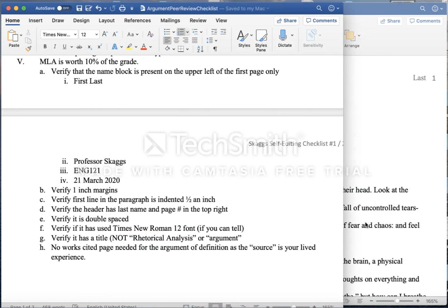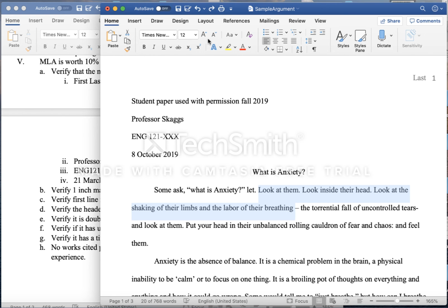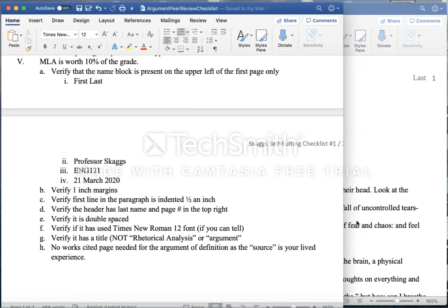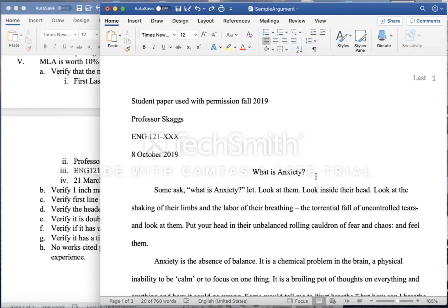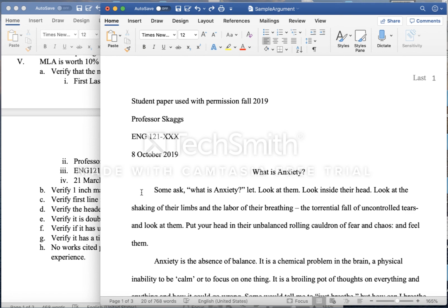Verify it's Times New Roman 12 font. You may not be able to tell, but again, if you go into the Home tab, it says right here that it's Times New Roman 12. Verify it has a title, and I like something a little more creative than rhetorical analysis or argument. So this student put, what is anxiety? No works cited page is needed for the argument of definition. The source is you and your lived experience, and you don't have to put that in the paper at all.